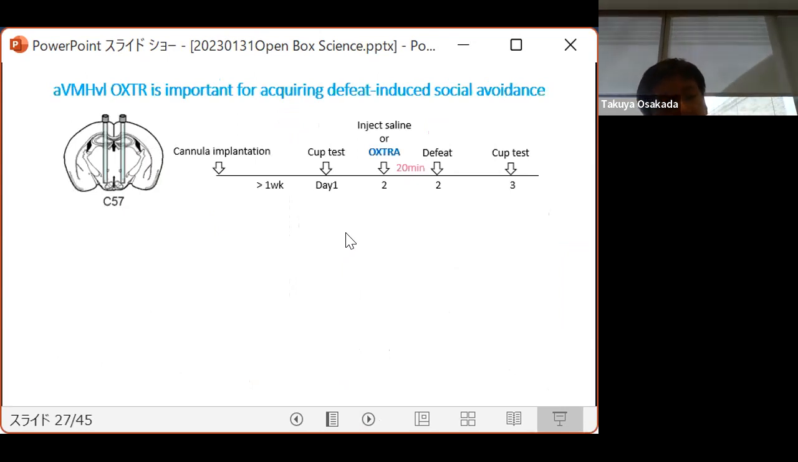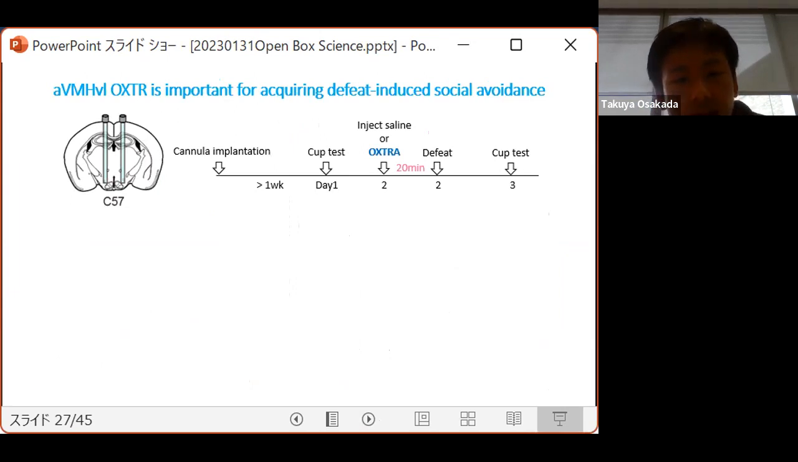The previous experiment with lesion-specific knockout suggests the importance of oxytocin receptors, and then we did an assay with application of an antagonist through an implanted cannula onto the BMHBL. Here's the paradigm. In this slide, the drug infusion is 20 minutes before the resident intruder assay, 20 minutes before defeat. So it means that during defeat, the function of the oxytocin receptor was antagonized.